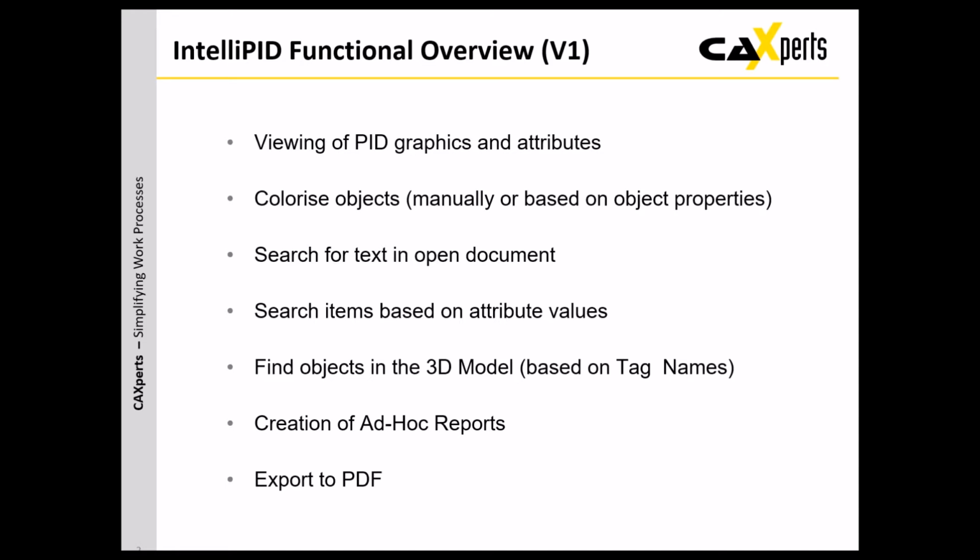We have search functions for the open document so that we can search for texts that are placed in labels or in item notes. But the much more powerful search is the one that searches for attribute values and finds these values in the dataset and then displays the corresponding components in graphics.